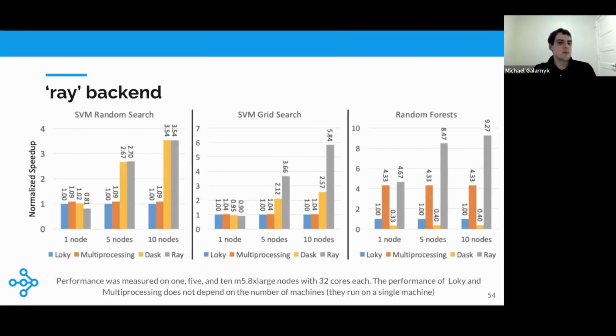And of course, the performance is measured on relatively big instances on Amazon, on 1, 5, and 10 M5.8xlarge nodes with 32 cores each. And notice here that the performance of Loki and multiprocessing really doesn't change across 1 or more nodes. It stays the same. So you notice very consistent behavior between 1, 5, and 10 nodes for SVM random search, SVM grid search, and random forest. These are use cases for Loki and multiprocessing, and that's because they typically run on a single machine.